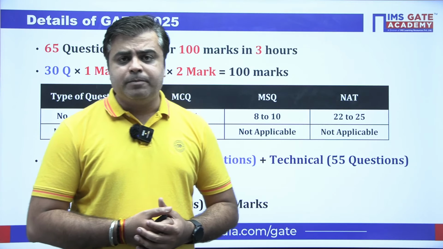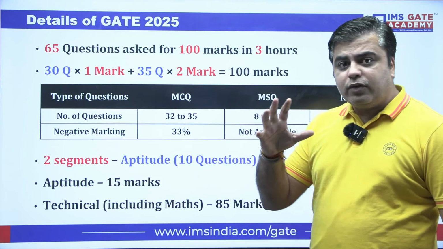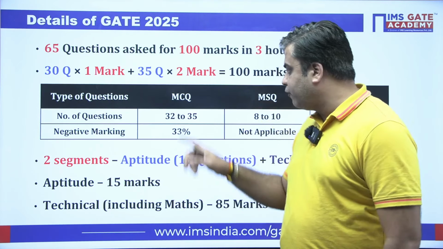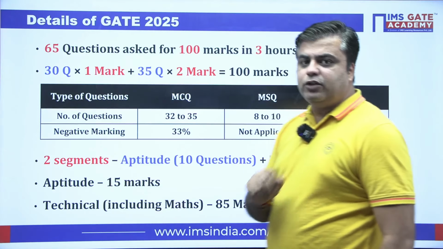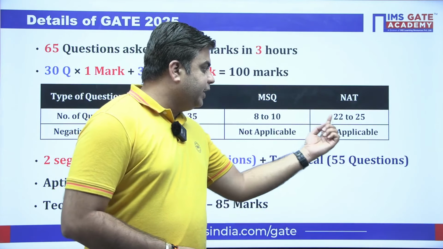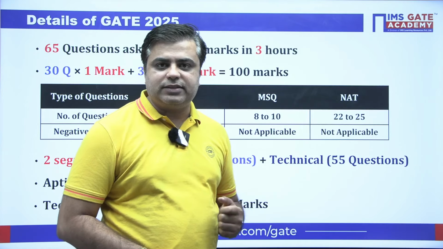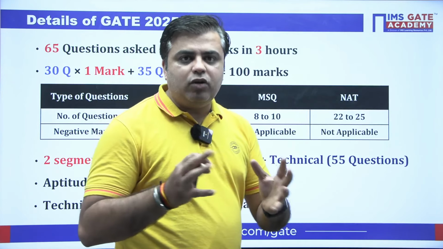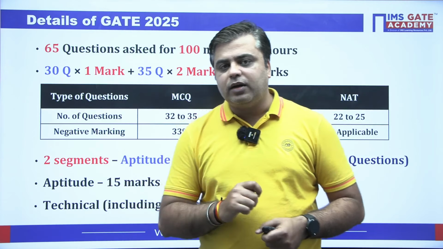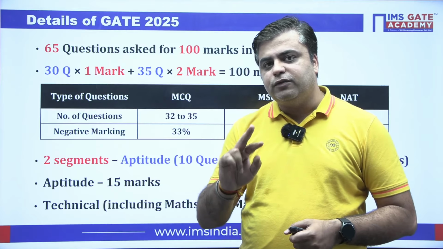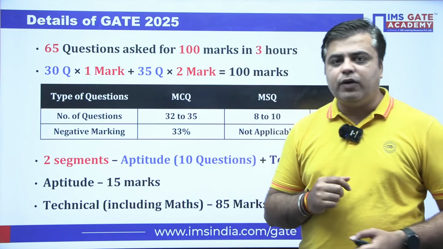test is conducted. Over the last few years, we have seen that 30 to 35 questions are framed from the MCQ variety, 8 to 10 questions are framed from the MSQ variety, and again 22 to 25 questions are framed from the NAT variety, that is numerical answer type. Now my dear students, out of these 100 marks, 30 questions will be of 1 mark and 35 questions will be of 2 marks. Here I have mentioned it, giving the total of 100 marks.